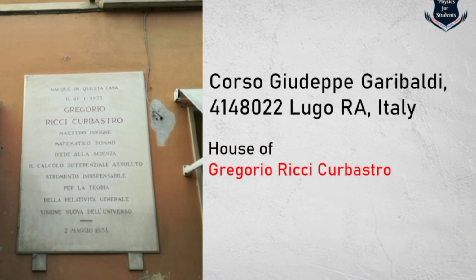The address reads Corso Giuseppe Garibaldi 41, 48022 Lugo, RA, Italy. Here is where the famous Italian mathematician Gregorio Ricci Curbastro was born. The plaque that you see is right in front of his house, and it means he gave science the absolute differential calculus, an indispensable tool for the theory of general relativity, a new vision of the universe.